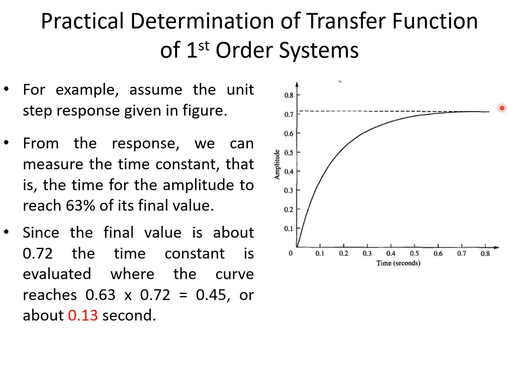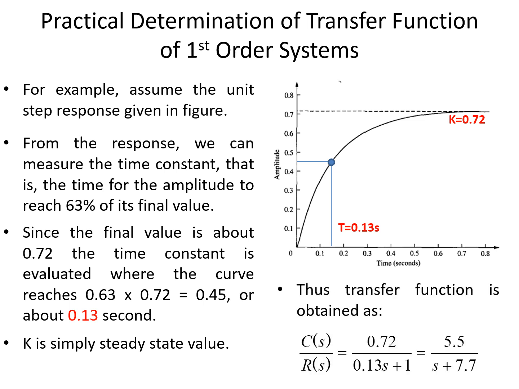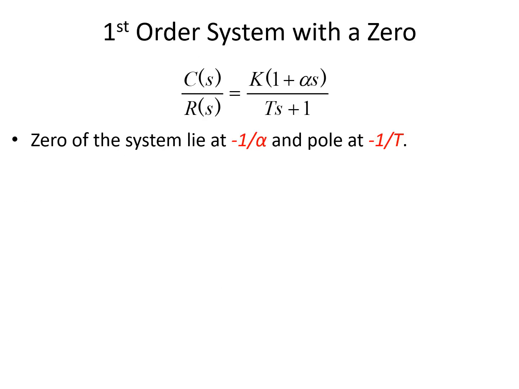Since the final value is about, it is reaching the steady state around 0.72, the time constant is evaluated where the curve reaches 0.63 into 0.72, that is 0.45. So about 0.13 seconds is taken to reach that value in this case. So this is the final value that is taken to find the response. So K is simply the steady state value, which is nothing but equal to 0.72, where your response is almost reaching the steady state. Thus the transfer function could be taken as K is 0.72 over 0.13 s plus 1. Or after simplification you can take it as 5.5 divided by s plus 7.7 also.